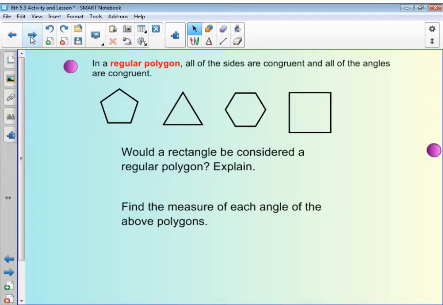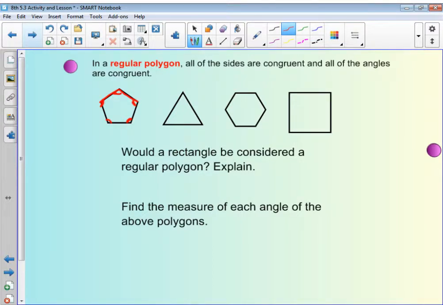So what they mean is all of these sides are the same length. Okay, all of these angles are the same angle measure. Okay, if we know that, then we can go through and actually find any one of them. So when it's regular, that means everything's equal to each other.